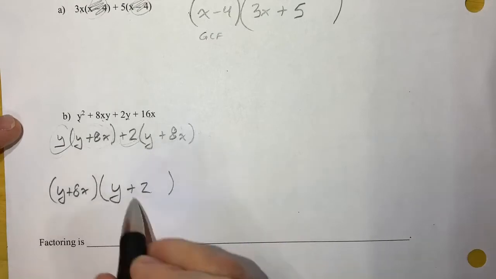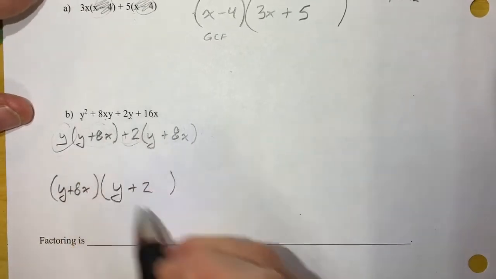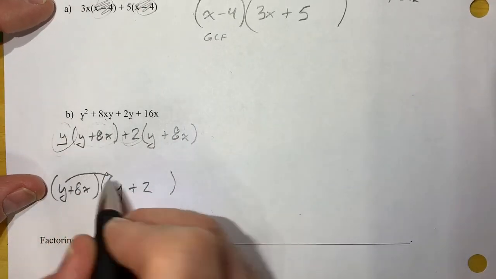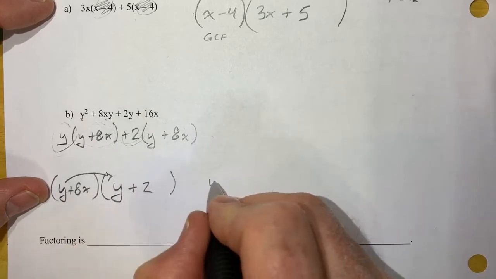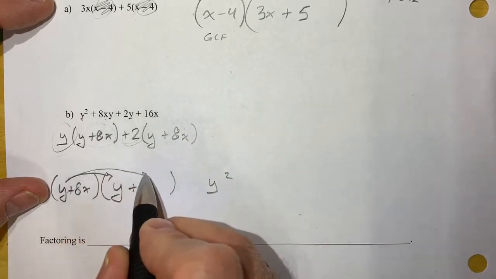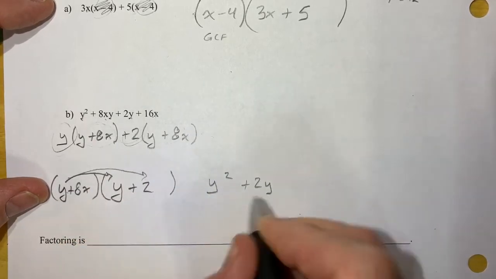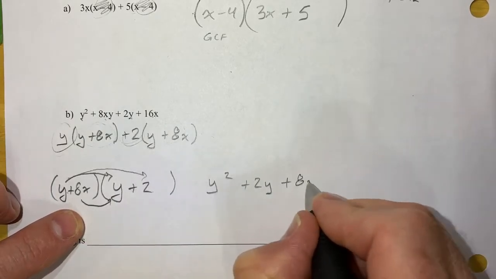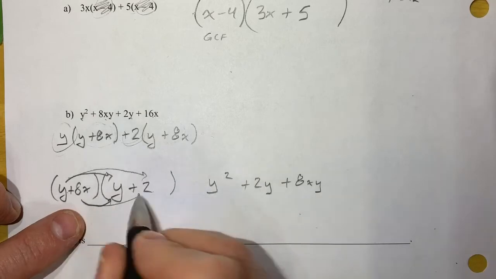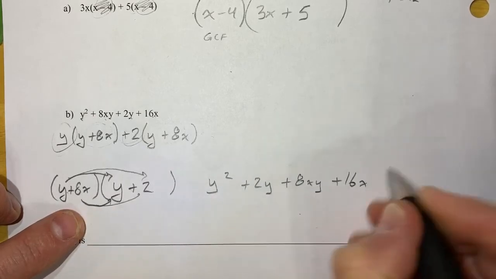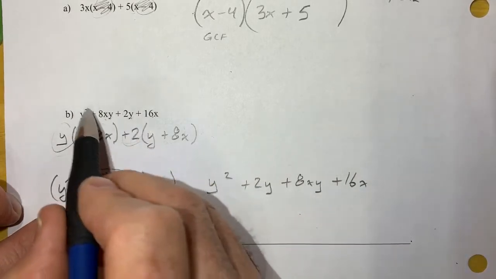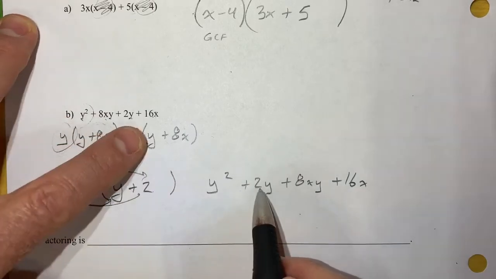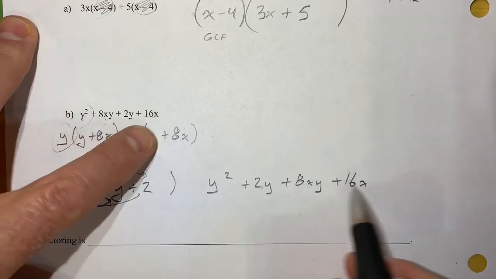So if I was to expand this all out, I would probably end up there. You know what? I'm going to do that. Let's just quickly do that. Let's do FOIL. Y times y is y squared. Y times 2 is plus 2y. 8x times y is 8xy. 8x times 2 is 16x. That's what I have. See? Y squared, 2y, 8xy, 16x.